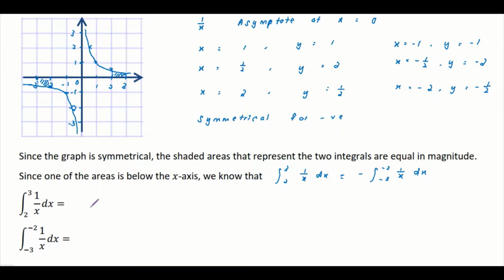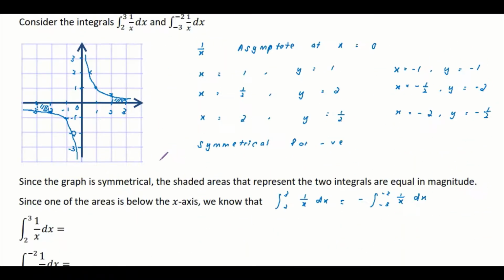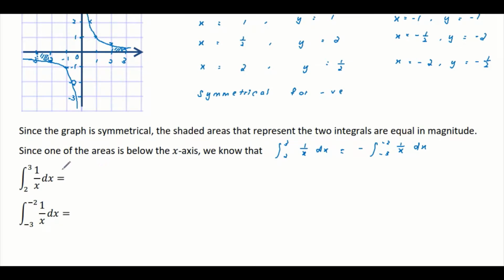All right, so just now we already learned how to do 1 over x, right? The formula for integrating 1 over x gives us natural log x. So now let's do the integration. When I integrate 1 over x, I get ln x. Then from 2 to 3, I need to substitute. This is how I get natural log 3, the upper boundary, minus natural log 2.